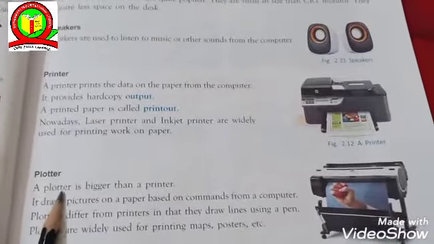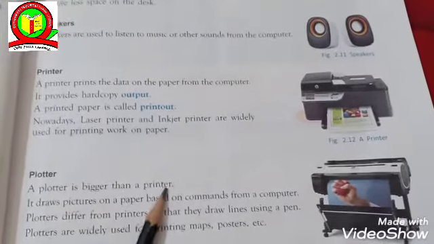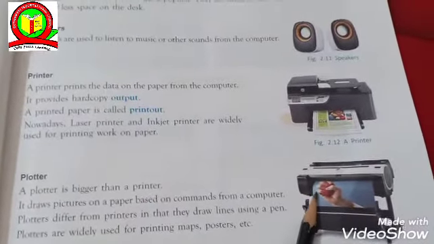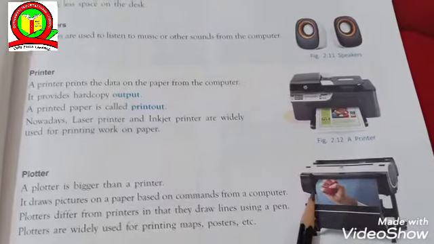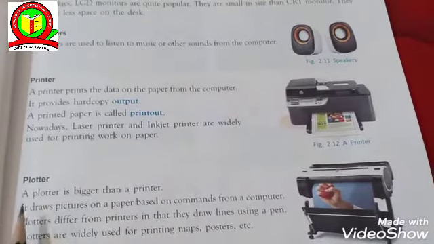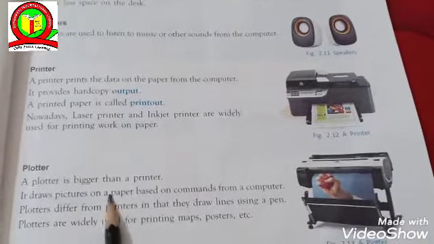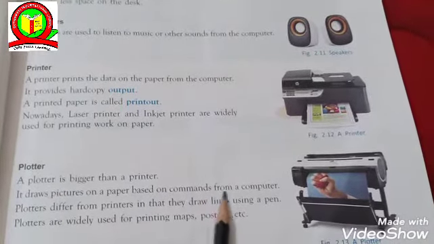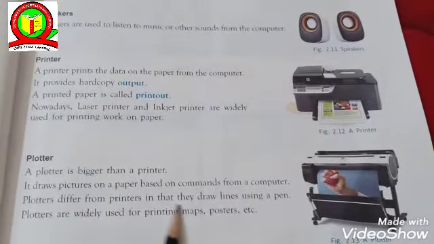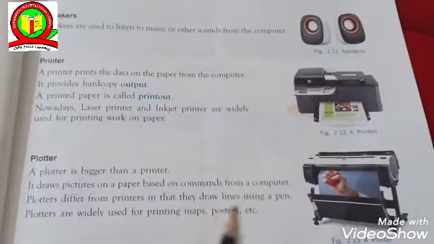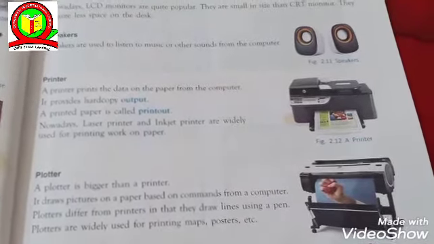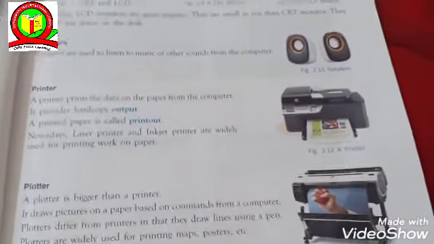Plotter. A plotter is bigger than a printer, so a printer is smaller than a plotter. What can a plotter do? It draws pictures on paper based on commands from a computer. Plotters differ from printers in that they draw lines using a pen. Plotters are widely used for printing maps, posters, etc.